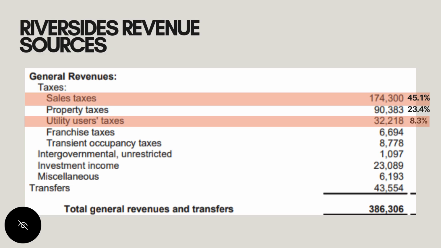By looking at Riverside's revenue sources, we'll see that the top categories were sales tax, property tax, and utility users taxes. And these three categories made up the backbone of the general fund operations.